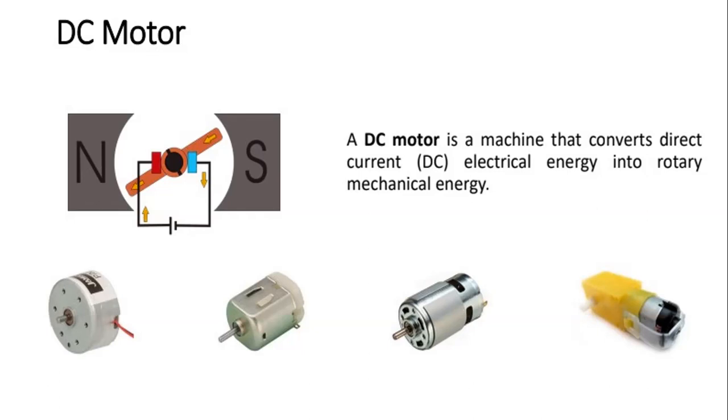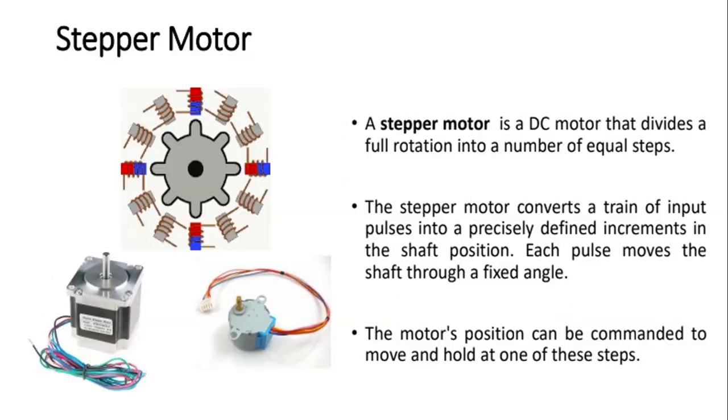Rotary mechanical energy means the rotor will rotate either in the clockwise or in the anti-clockwise direction. So we can provide that particular motion in the clockwise or anti-clockwise direction through the DC motor itself. That's why it is called a DC motor.